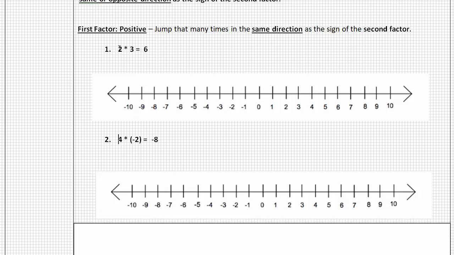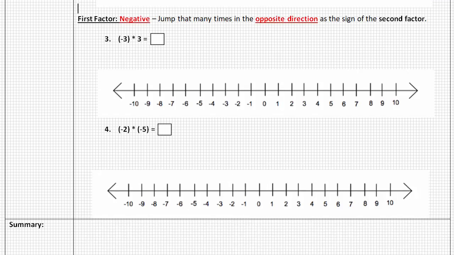So those were our 2 examples where we start with a positive first factor. Now let's take a look at 2 more examples when the first factor is negative. If our first factor is negative, it means that we are going to jump that many times in the opposite direction as the sign of the second factor. So we have negative 3 times a positive 3. So we're going to jump 3 times. We're going to jump towards the negatives, because that's the opposite of a positive 3.